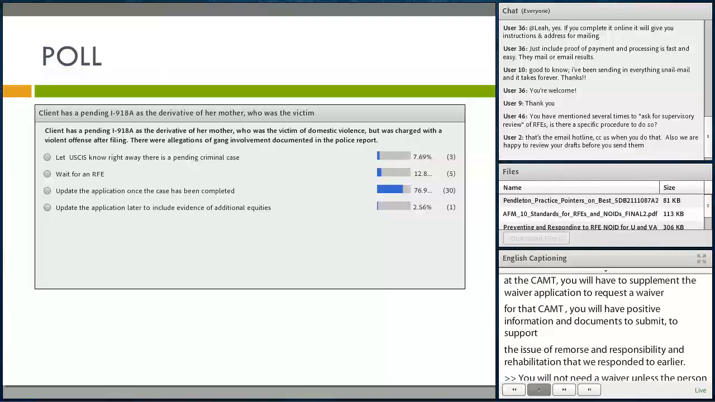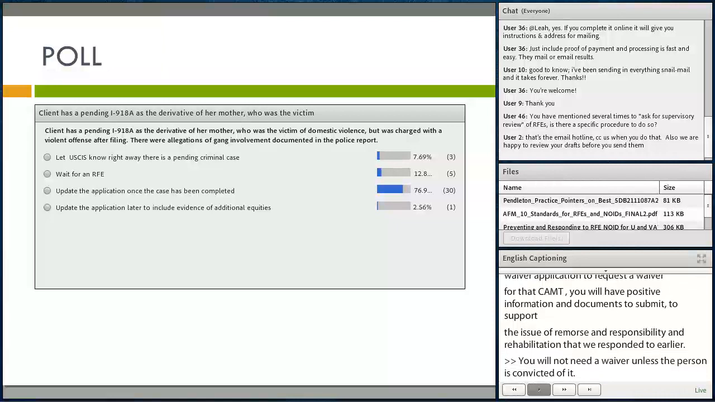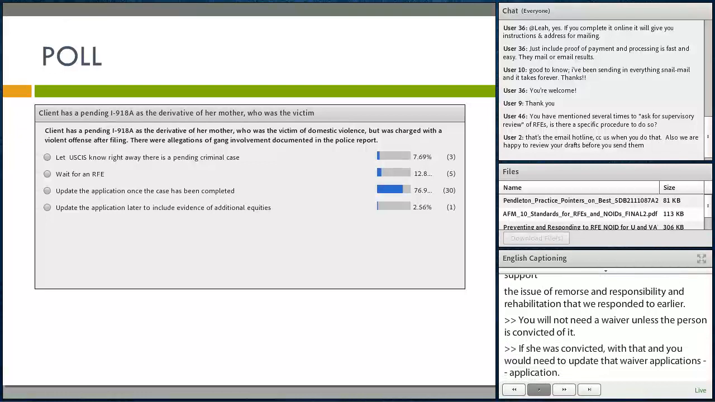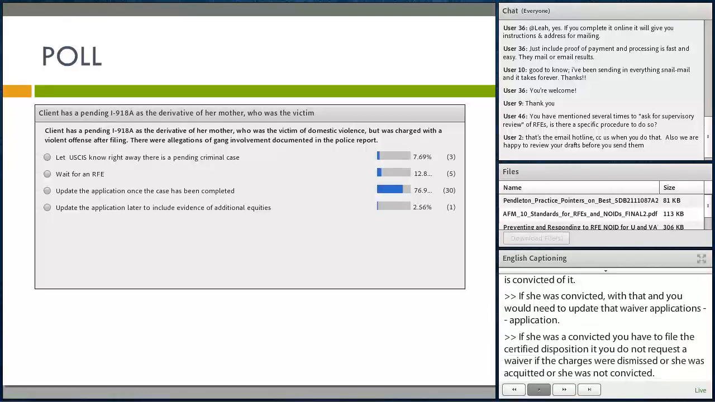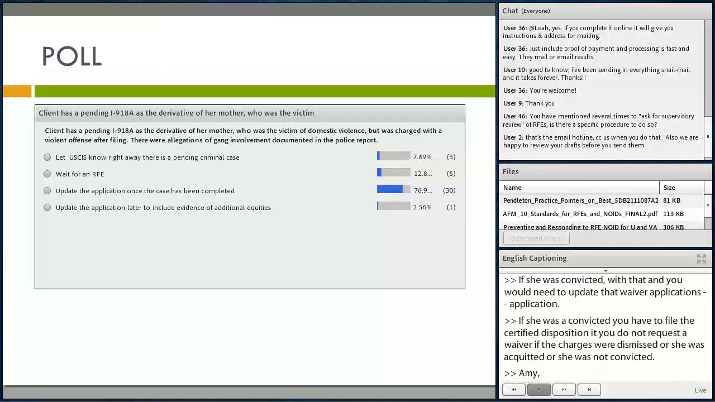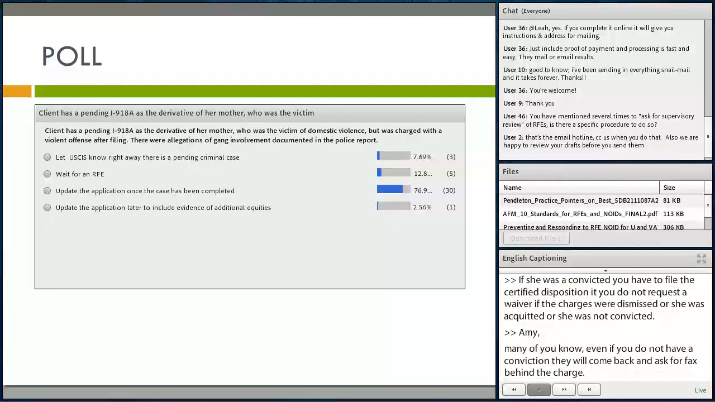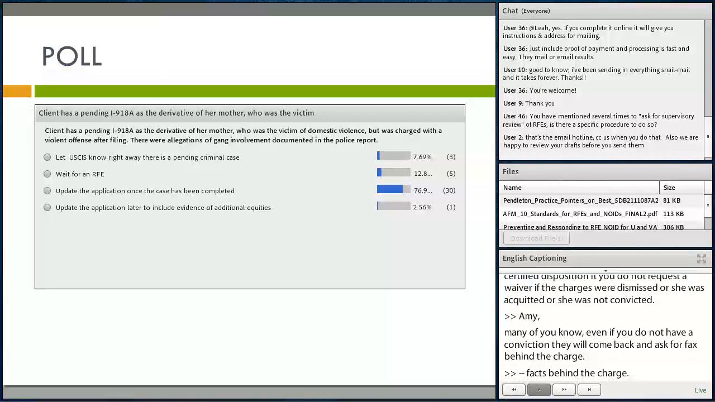Okay, but Amy, you won't need a waiver unless she's convicted of it, right? Right. So if she was convicted and it's a CIMT, then you would need to update that waiver application. If she wasn't convicted, then you would still need to submit the certified disposition, right? But you wouldn't need to request a waiver if charges were dismissed or if she was acquitted or if she wasn't convicted. And then one of the other options was, yeah. So, Amy, I know we're kind of going off into other issues that come up all the time, but as many of you know, even if you don't have a conviction, they'll probably come back and ask for facts behind the charge, right? Mm-hmm. That's our next topic. Oh, okay, good.